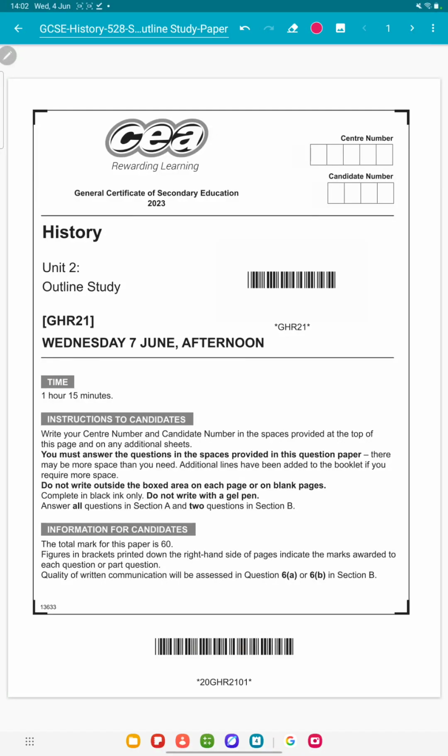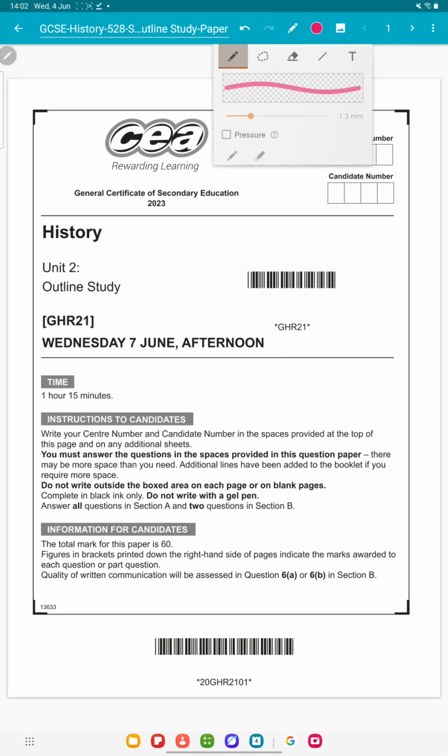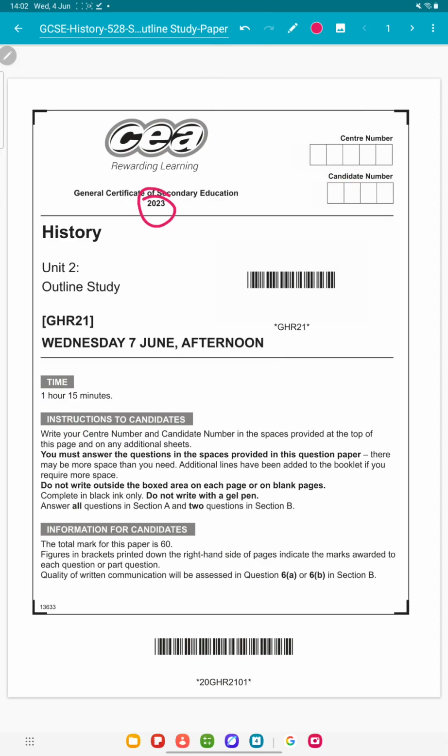Hi guys, just a wee quick run through of a paper two, just to remind you what it is you're expected to do in paper two. This is paper two from 2023, and we'll just take a wee run through it.